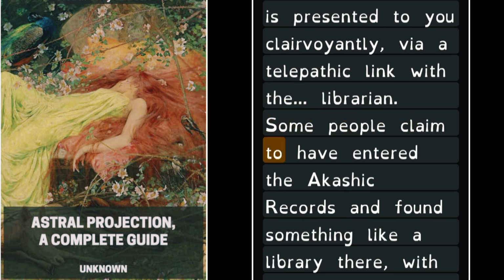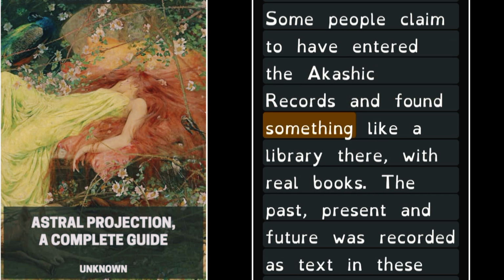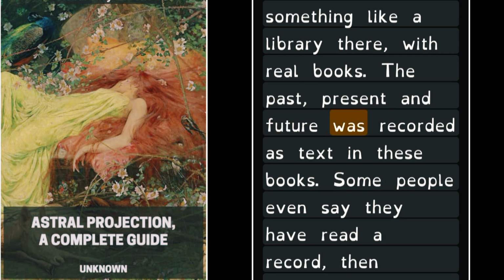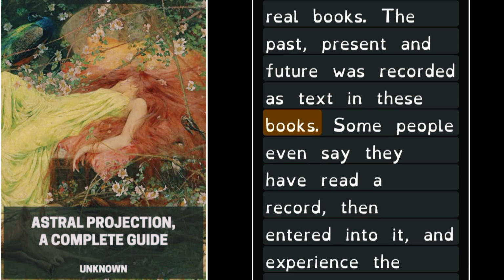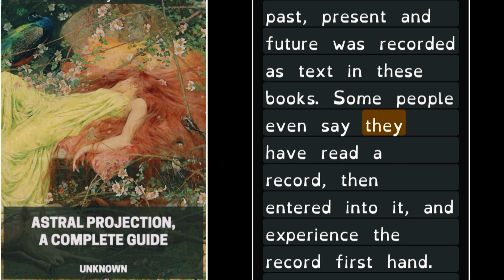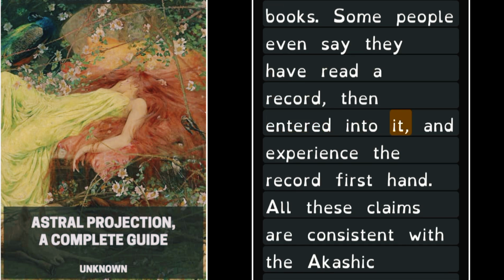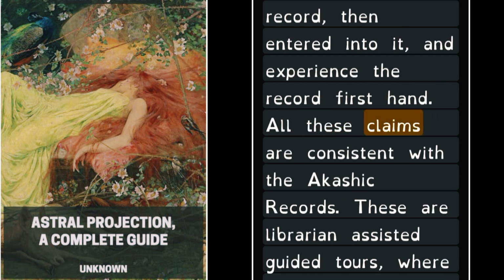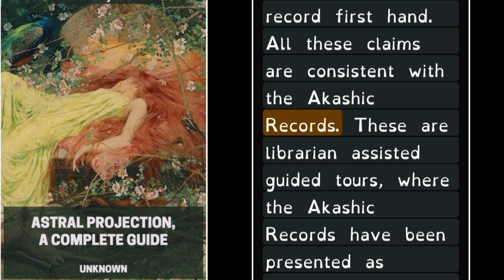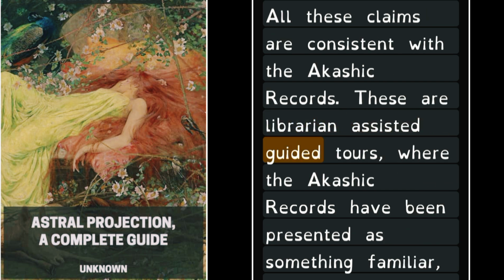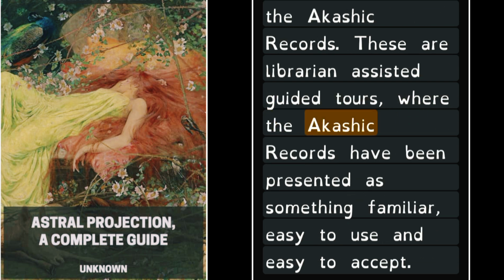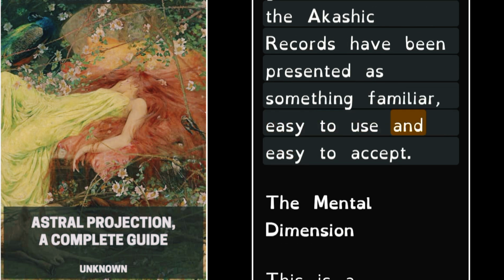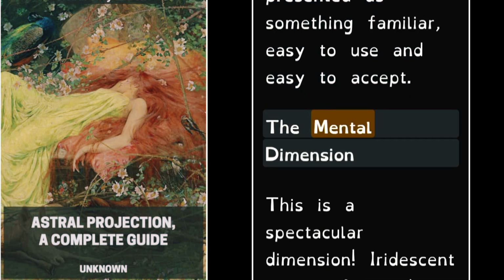Some people claim to have entered the Akashic Records and found something like a library there with real books. The past, present, and future was recorded as text in these books. Some people even say they have read a record, then entered into it and experienced the record firsthand. All these claims are consistent with the Akashic Records. These are librarian-assisted guided tours, where the Akashic Records have been presented as something familiar, easy to use, and easy to accept.